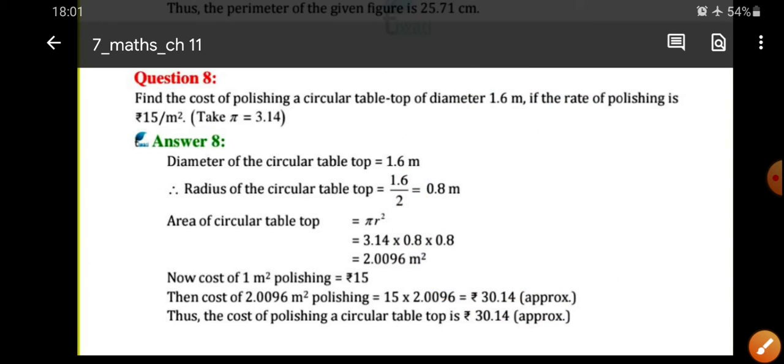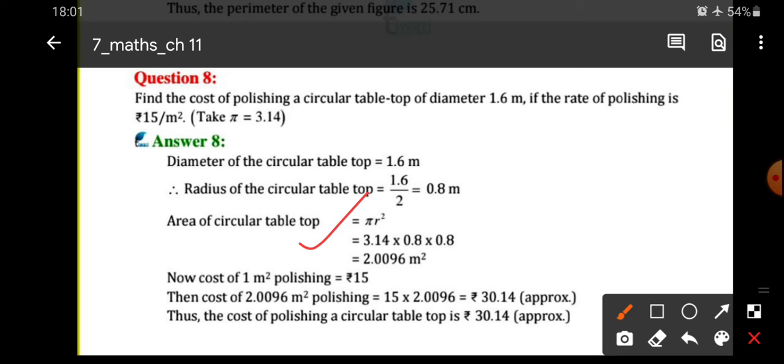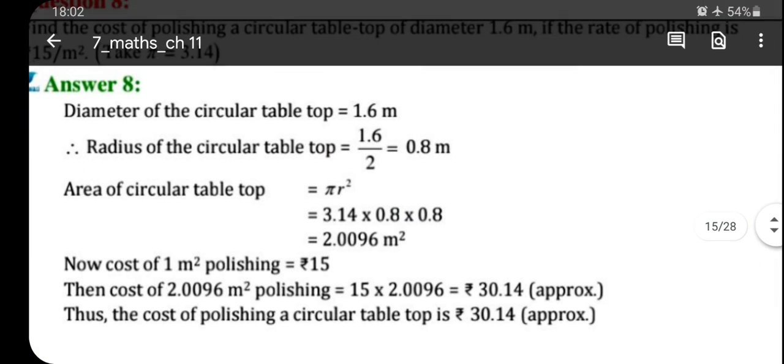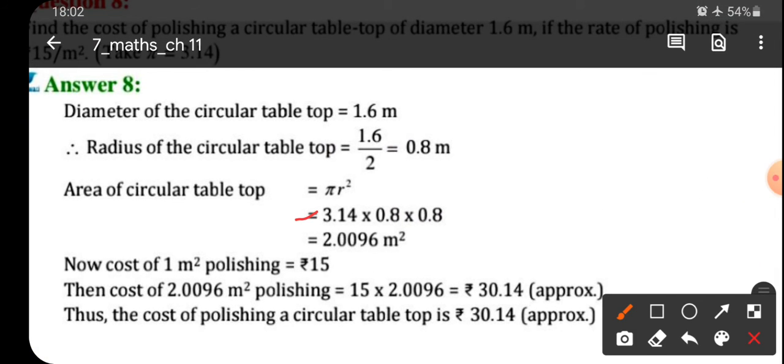So you have to find the area of the circular tabletop, that is pi r square. Now you have to find r. What is given here? Diameter. So r is equal to diameter divided by 2. 1.6 divided by 2 is 0.8. Pi into r square. Pi is 3.14. R is equal to 0.8. You have to multiply it twice because r square. Do the multiplication. So you'll get 2.0096 meter square.